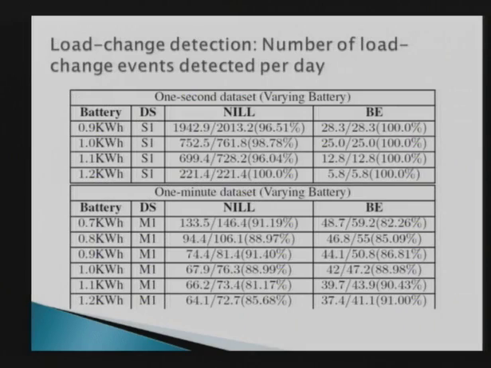Here are the results for the NILL algorithm and the best effort algorithm. I have already introduced how we can attack the results of these 2 algorithms, and here we show how successful the attacks are. The denominator is the number of events we detected, and the numerator is how many of them are accurate. We can see from this table that our attack is pretty accurate here. There's a difference between the upper side and the bottom side of this table, because this is the event detected per day. The length of the 1 minute data set is 60 times shorter than the 1 second data set, so the number here is smaller.